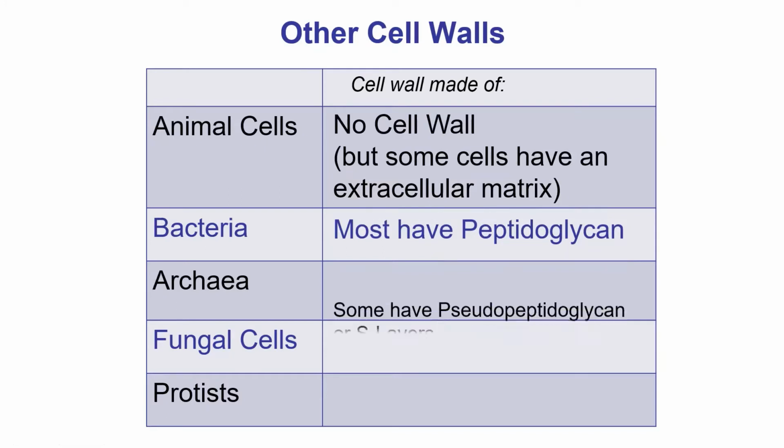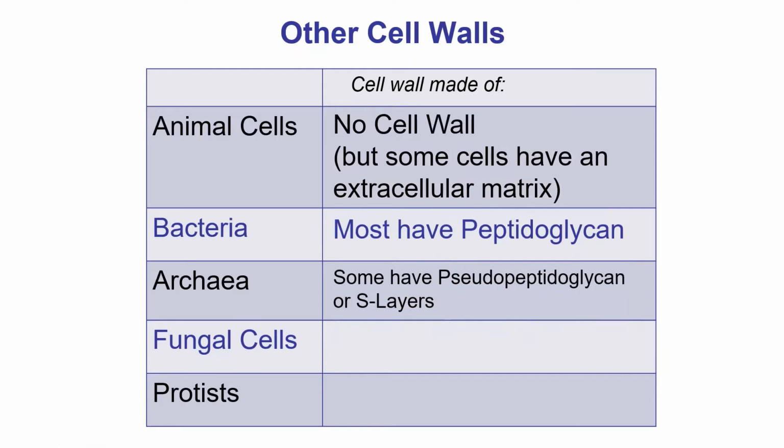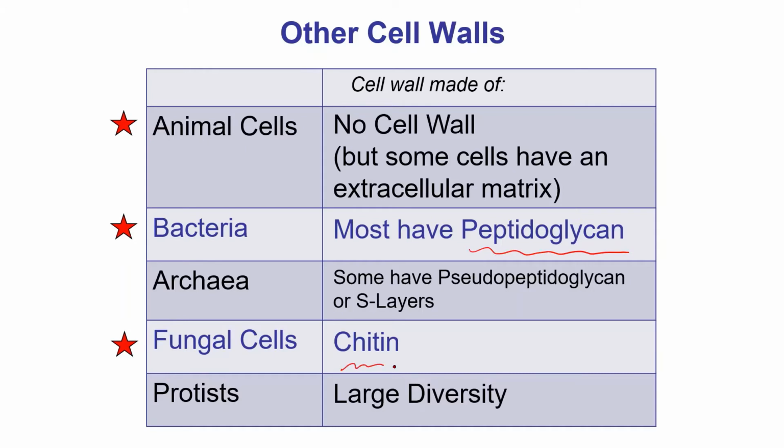That one is important. Archaea, they don't have peptidoglycan. I'll talk about them in a minute, but they have something sometimes called pseudopeptidoglycan. Fungal cells have chitin, and protists, there's a large diversity. So what do you need to know? I'm not going to ask you about archaea cell walls on the test or protist cell walls, but I could be asking you about the bacterial cell wall or the plant cell wall or animal extracellular matrices or fungal cell walls. So there are some words you need to know, and we've seen these words already. We saw them in topic 2 when we were talking about macromolecules. I told you we would come back to them, and so here we are.